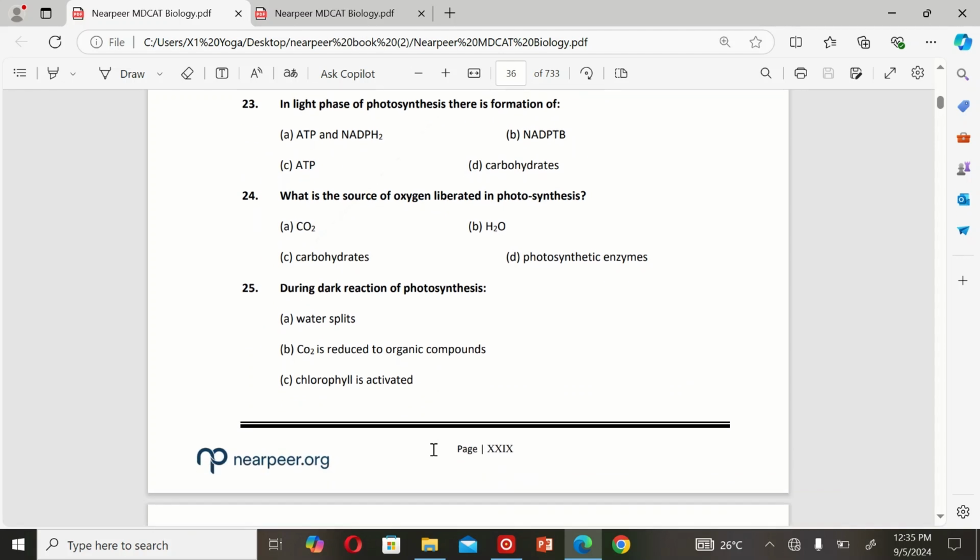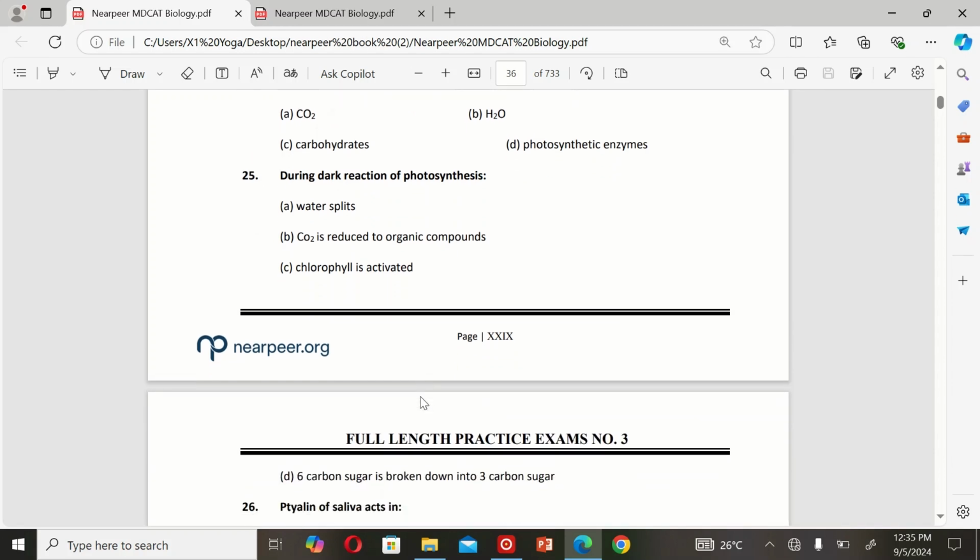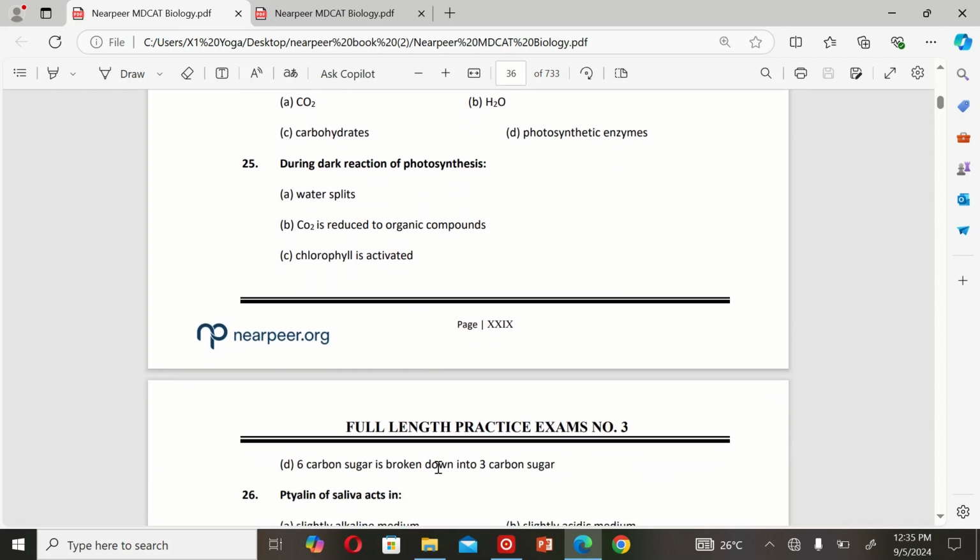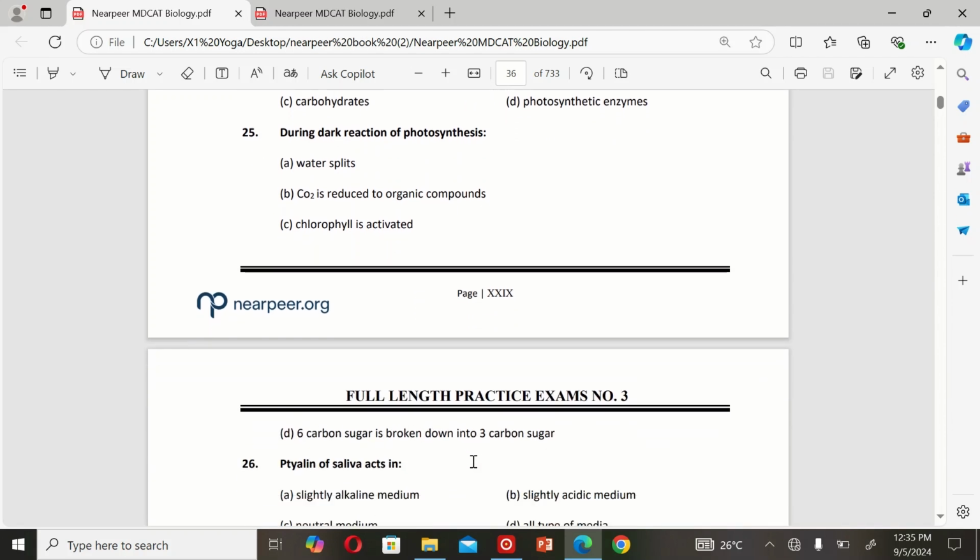A. Water splits. B. CO2 is reduced to organic compound. C. Chlorophyll is activated. And D. 6 carbon sugar is broken down into 3 carbon sugar. So the correct option is B. CO2 is reduced to organic compounds.